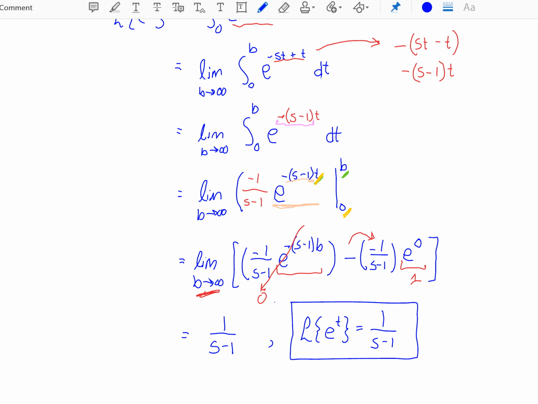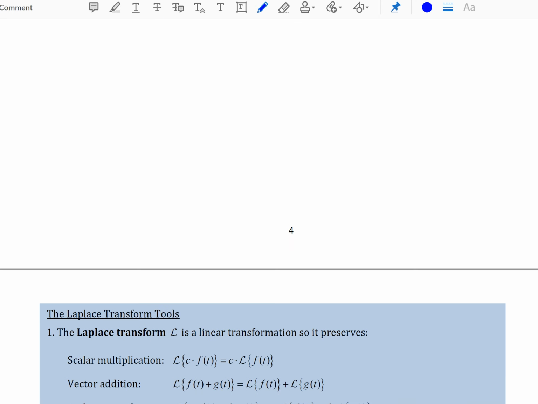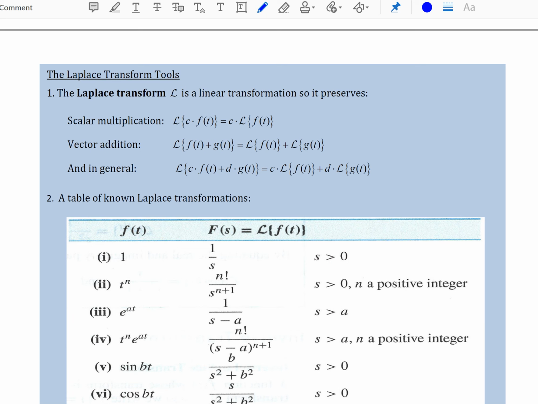Okay, now you'll have some more chances to practice these Laplace transforms using the integral definition in your homework. However, in general, we do not want to apply the Laplace transform using the integral definition every time. And so what I would like to present to you now is referred to as your Laplace transform tools. There are two tools I'd like you to be familiar with.